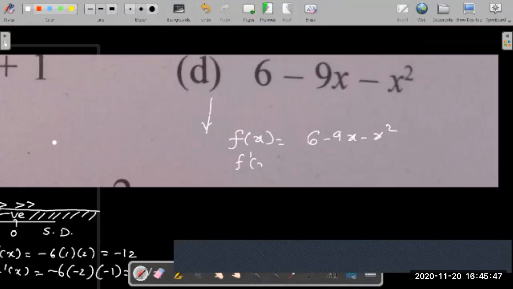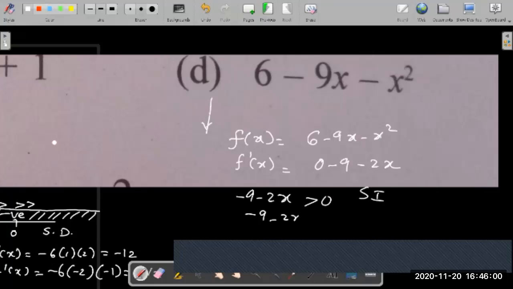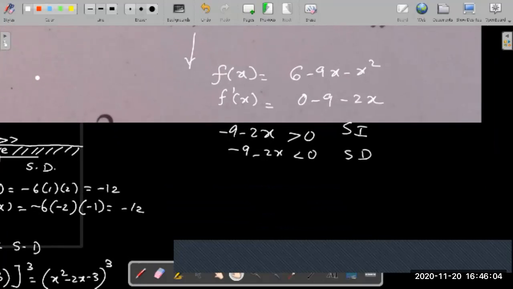F dash x equal to 0 minus 9 minus 2x. So minus 9 minus 2x greater than 0 is strictly increasing, and minus 9 minus 2x less than 0 is strictly decreasing. So let's take 2 to the other side, that means minus 9 is greater than 2x. That means x is less than minus 9 by 2, so x is less than minus 4.5. This is for strictly increasing.